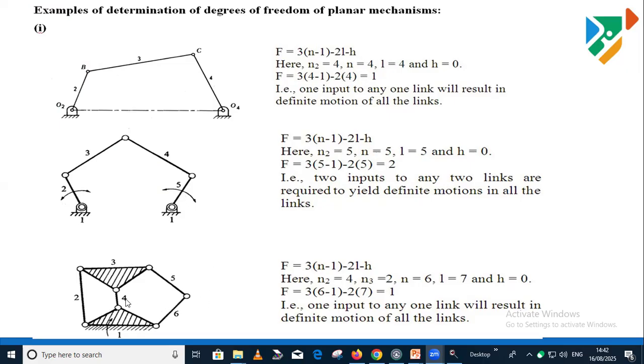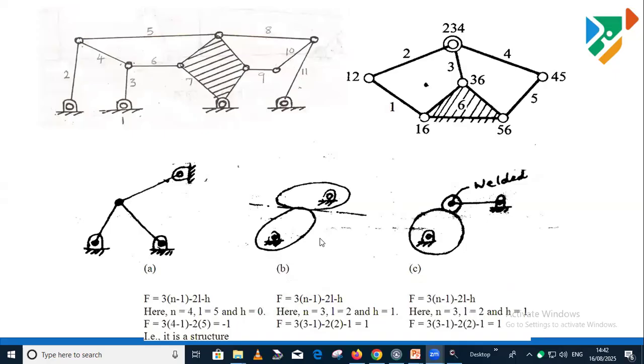Now, consider a case where the structure of a frame is connected with the help of an intermediate member. If you look at this arrangement, the number of links is 6, and the number of lower pairs is 7: 1, 2, 3, 4, 5, 6, 7. This structural frame or hatching line will act as a single link during motion transmission. If you put all these values of number of links and number of pairs, we get the degree of freedom as 1 for this arrangement.